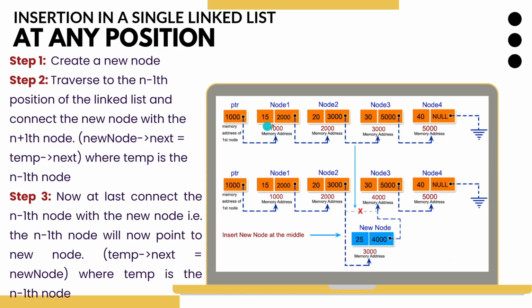Each having values 15, 20, 30 and 40. And what you see here is the memory address for every node. You could see here every node's memory address is different. That is what I have been telling.